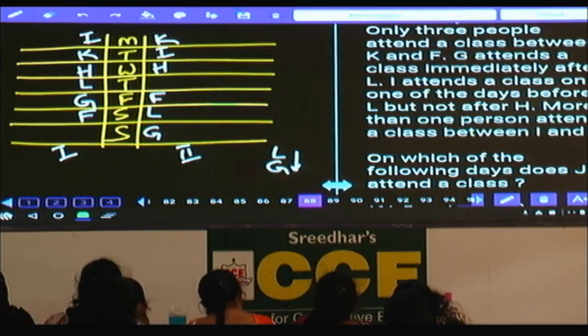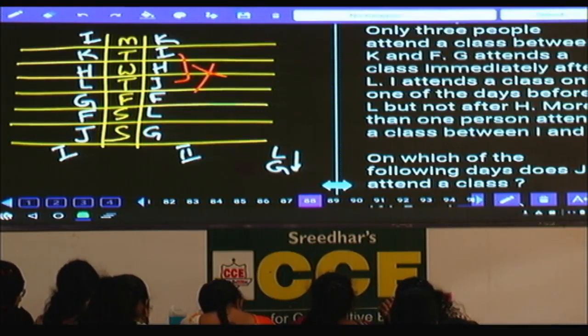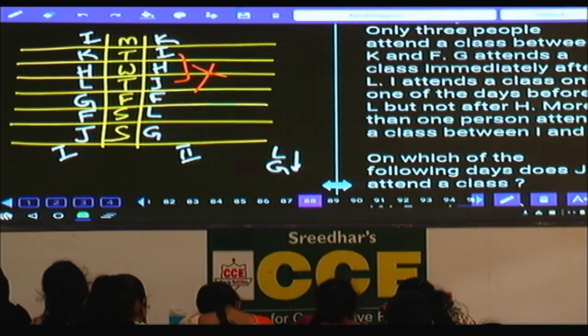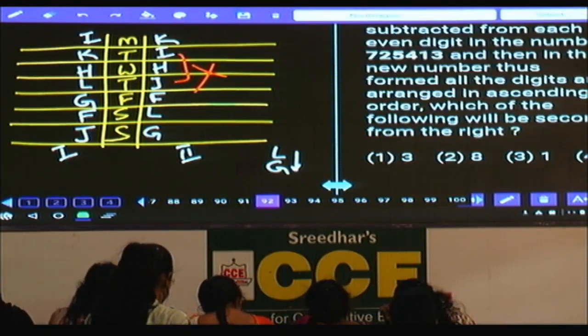And there is more than one person between I and J. I and J, how many persons were there? More than one means 2, 3, 4, 5 and so on. Hence the first one is ruled out. Now we are left with the second case. Now this is about question numbers 87 to 91. Write down this arrangement. Then let us start working question number 92.